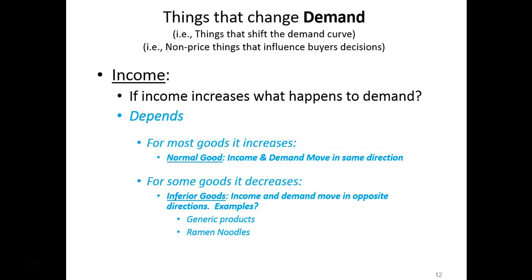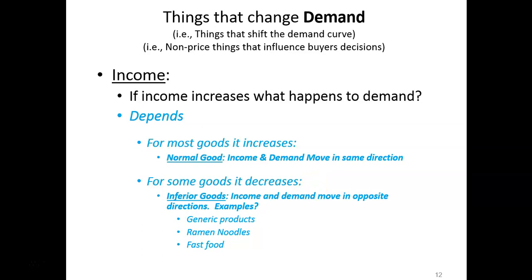Why? Because I make enough money that I don't have to save that much money on food. So I've picked superior, nutritious alternatives to ramen noodles. Fast food is often an inferior good, right? The thing that makes these inferior by definition is that income and demand move in opposite directions. If people's income goes up, they want less of these things. If incomes go down, like now, they want more of these things.